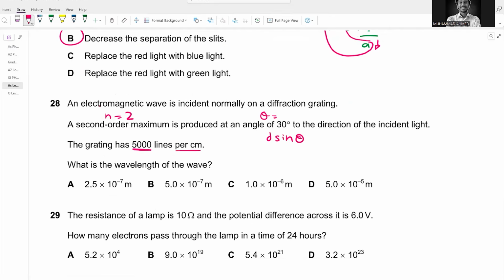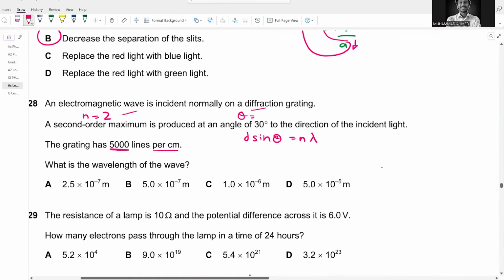d sin theta is equal to n lambda. Do you have n? Yep. Do you have theta? Yep. You have to calculate the wavelength. First of all, let's calculate d. बेटा पहले तो d की वैल्यू निकाल लेते हैं. How will we do that? थोड़ा सा यहाँ पे scroll right करते हैं. d is equal to what? 1 over capital N. What is capital N? Number of lines in 1 meter.